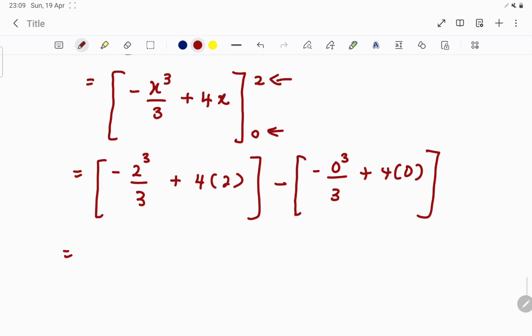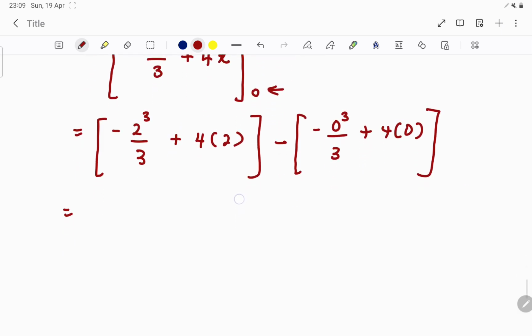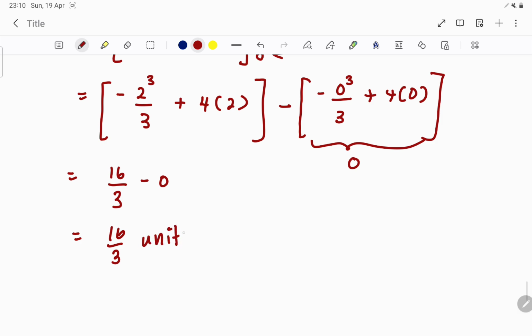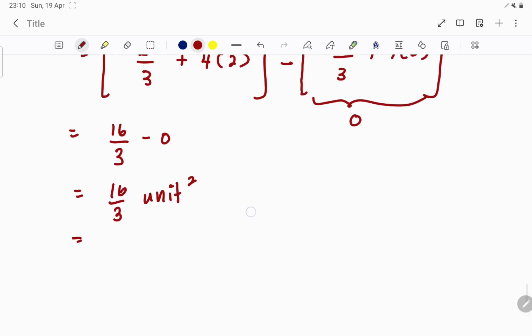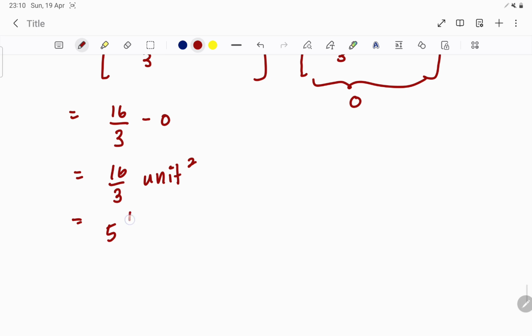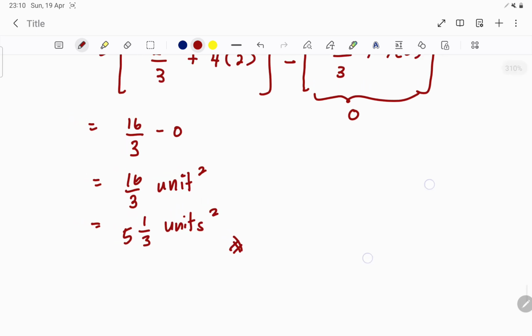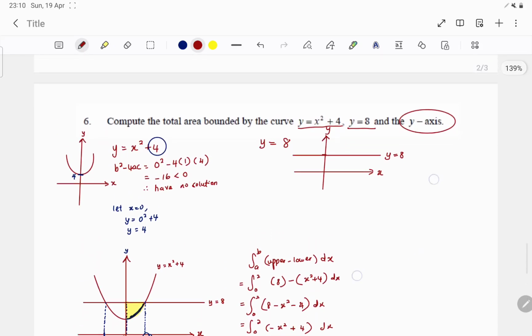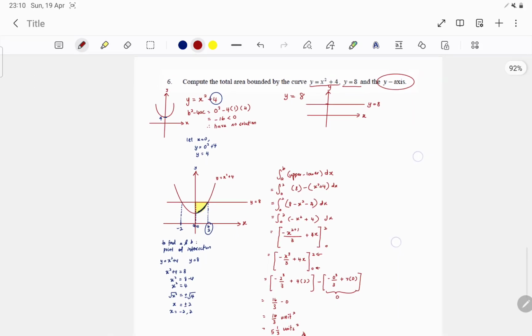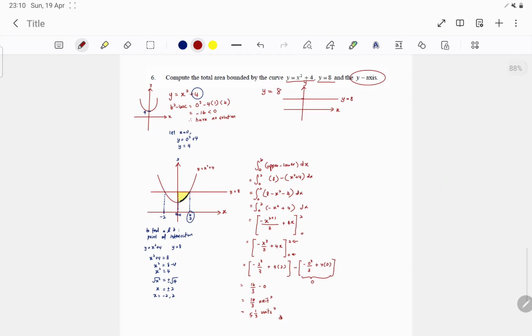When you calculate, you get 16 over 3 minus 0, because the lower limit gives 0. So the answer is 16 over 3 units squared, or you can change it to the mixed fraction, 5 1 over 3 units squared. Both answers are allowed. So that's it for question 6. Okay, thank you.